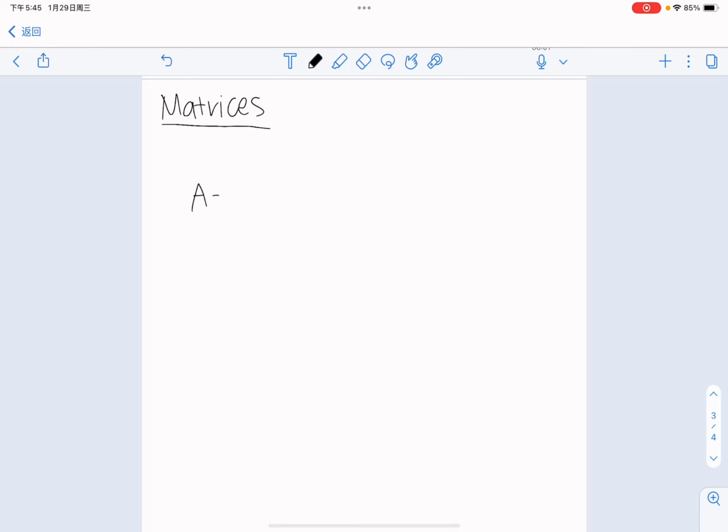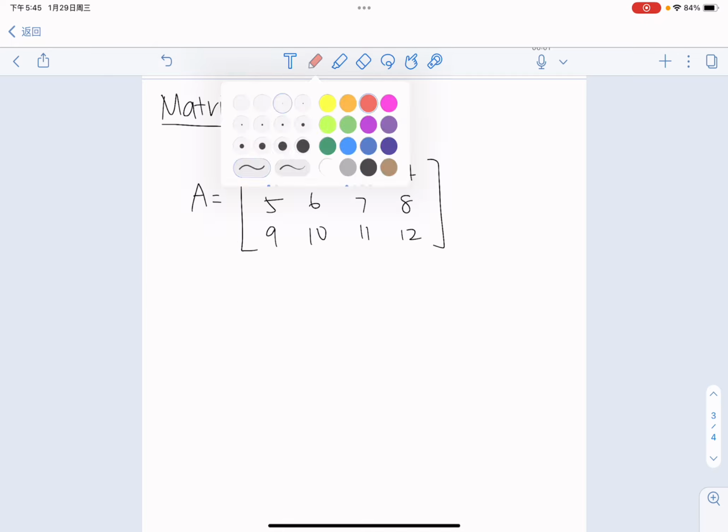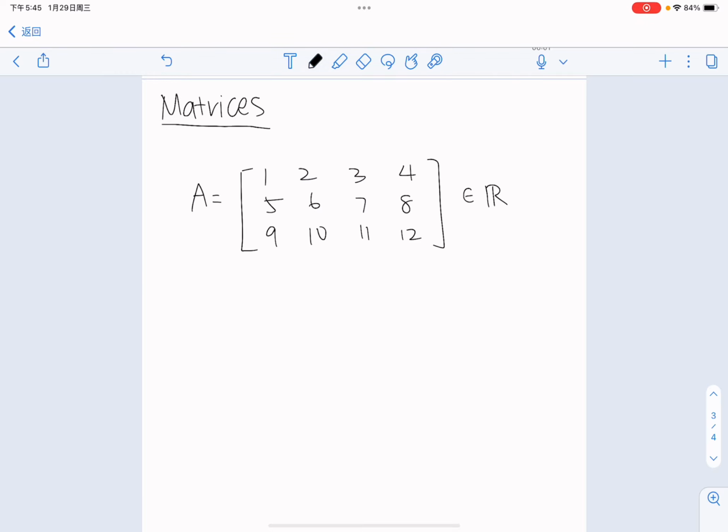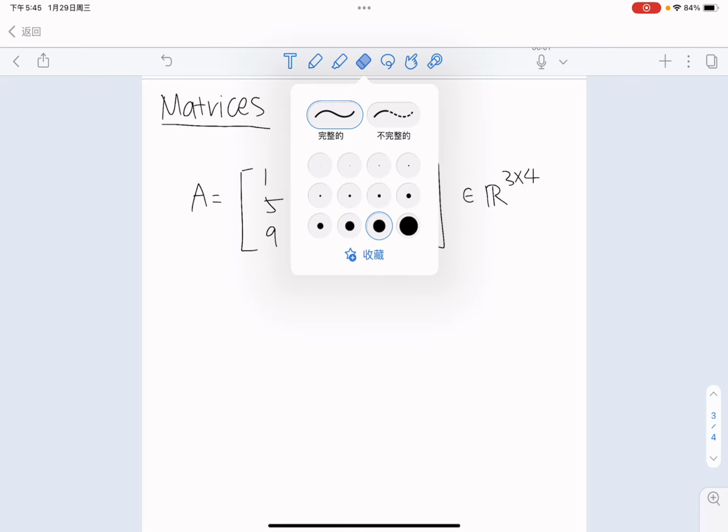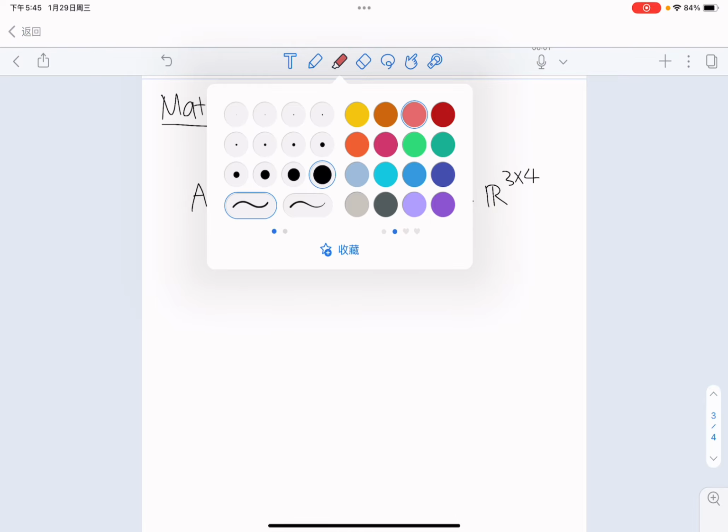A matrix is basically a bunch of vectors. So let me write this up. You can see that there are 3 rows and 4 columns. So we will usually say that this matrix is of the dimension 3 by 4. But each of these columns and rows is just a vector.